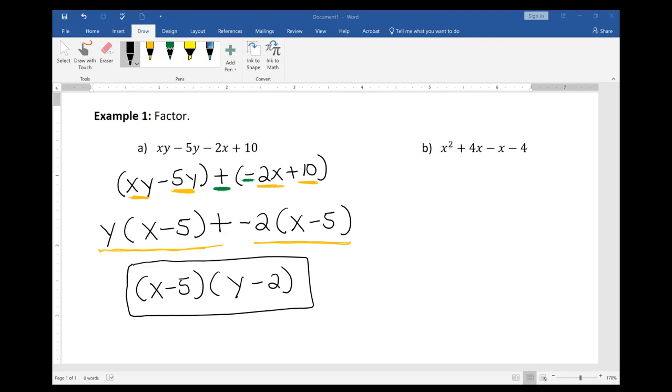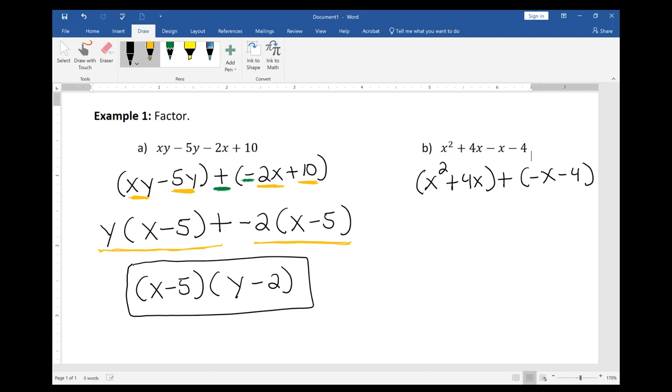Example 1b. Factor x squared plus 4x minus x minus 4. We will factor by grouping, so we'll group the first two terms, parentheses x squared plus 4x, close parentheses, plus, open parentheses, negative x minus 4.